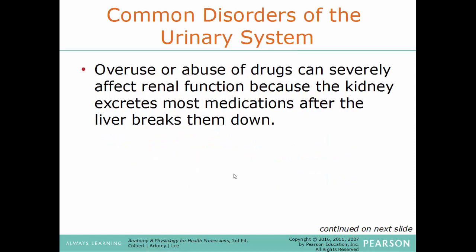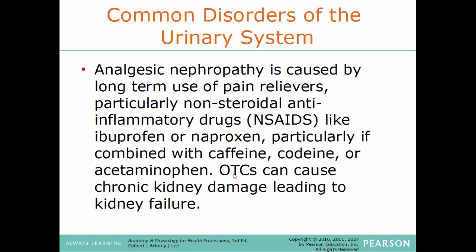Alright, now we'll talk about common disorders of the urinary system. Overuse or abuse of drugs can severely affect renal function because the kidney will excrete most medications after the liver breaks them down. Analgesic nephropathy is caused by long-term use of pain relievers, particularly the NSAIDs, the non-steroidal anti-inflammatory drugs, like ibuprofen, like naproxen, and particularly if these are combined with caffeine or codeine or acetaminophen. Now, prolonged use of these over-the-counter drugs can lead to chronic kidney damage, which can lead to kidney failure.